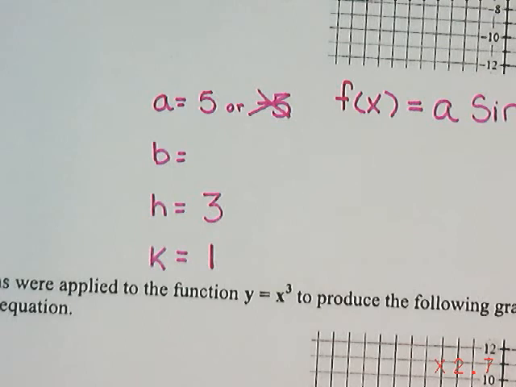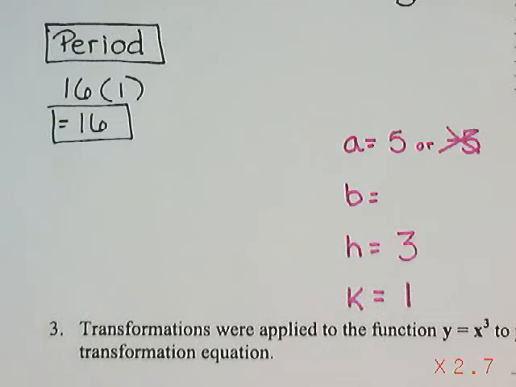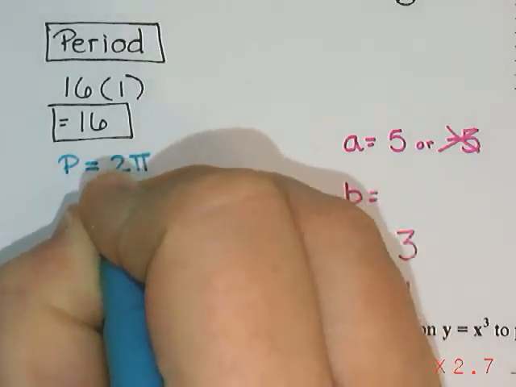All right, and then the last part, the trickiest part, is my B. That is not 16, right? The period is 16. Normally, the period of a sine curve is 2 pi. So there's two ways to work this out. Number one, you could ask yourself, what did I do to a 2 pi to turn it into 16? Or you can use the equation that the period equals 2 pi divided by b.